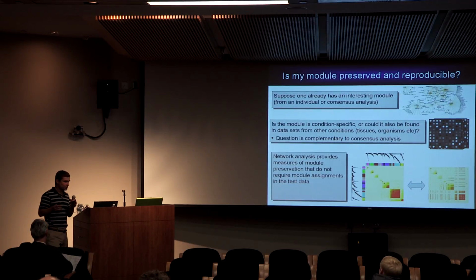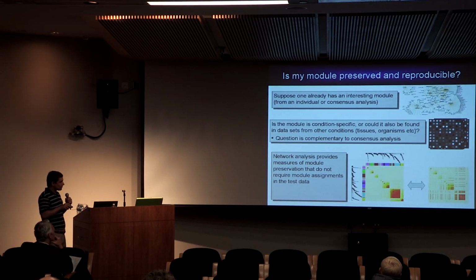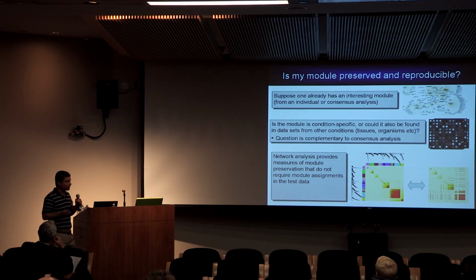So here we're not treating the data sets on the same footing. There is a clear reference data set in which the module was found, and perhaps multiple test data sets in which we just want to know whether the module is in some sense preserved. Are the genes or the variables correlated in that other data set? So naively you would say, well, okay, let me do a full analysis of the other data set, find modules, and see if there's overlap.